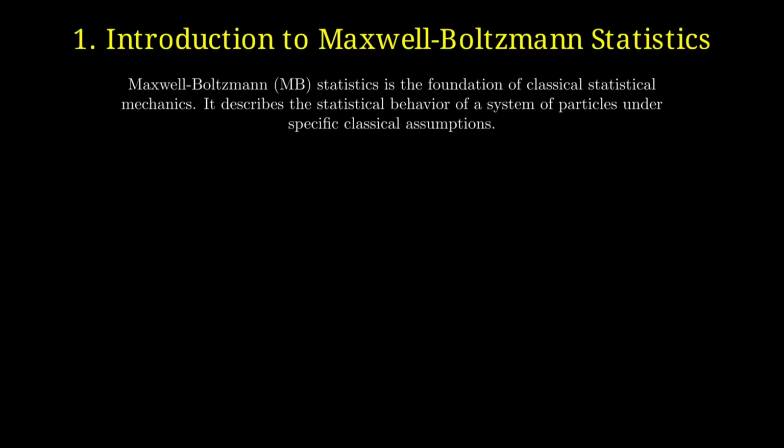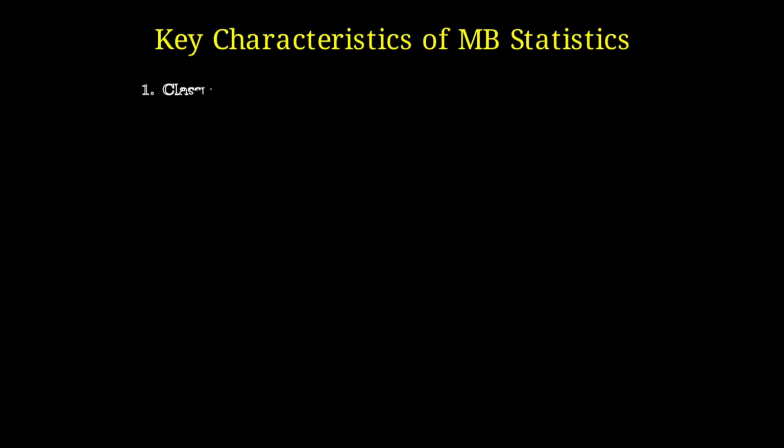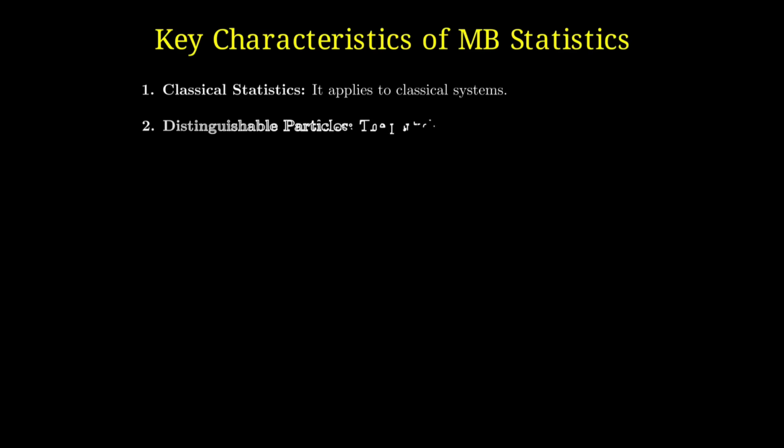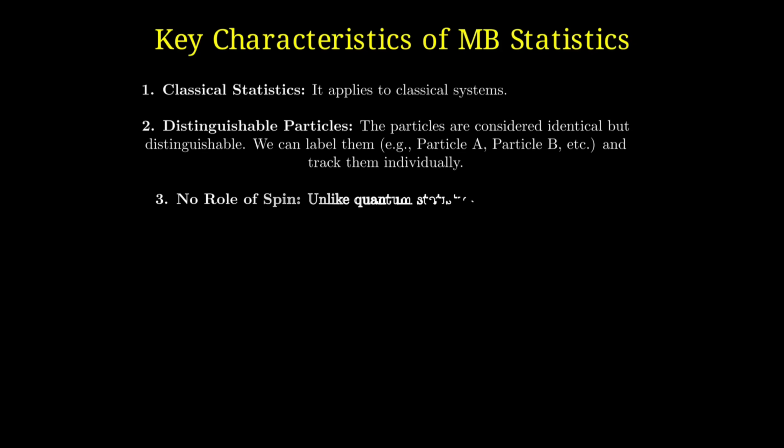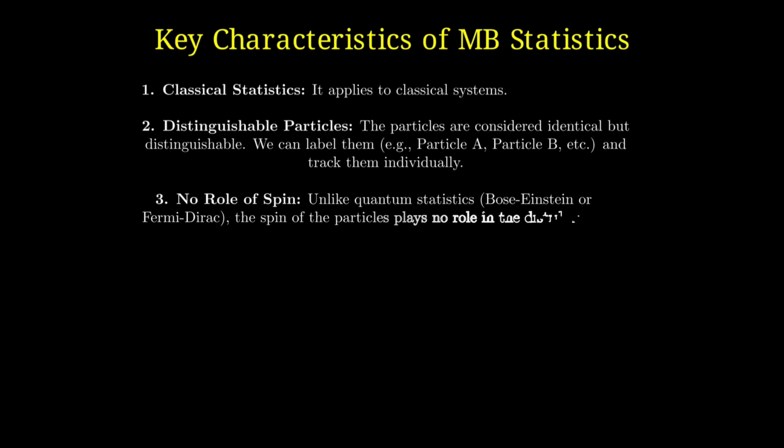It describes the statistical behavior of a system of particles under specific classical assumptions. So let's look at what makes this approach classical. First, it's a classical statistics. That means that it applies to classical systems as opposed to quantum systems. The particles are considered identical in their physical properties, but we can still distinguish them. We can label them as particle A, particle B, and so on, and track them individually. This is the crucial assumption that separates MB statistics from quantum statistics.